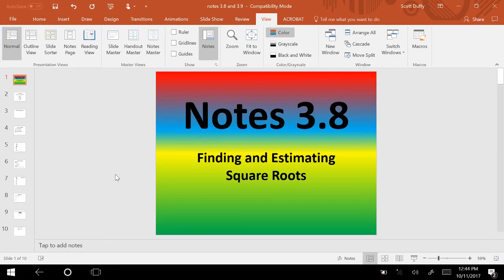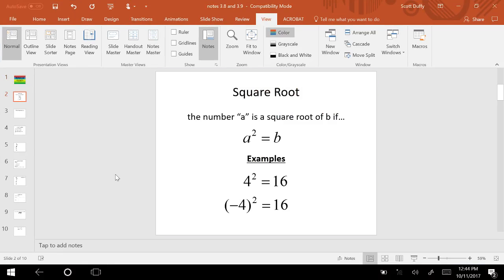Alright guys, today's lesson is on finding and estimating square roots. The number a is the square root of b if a squared equals b. So we know that 4 is the square root of 16 because 4 squared equals 16.